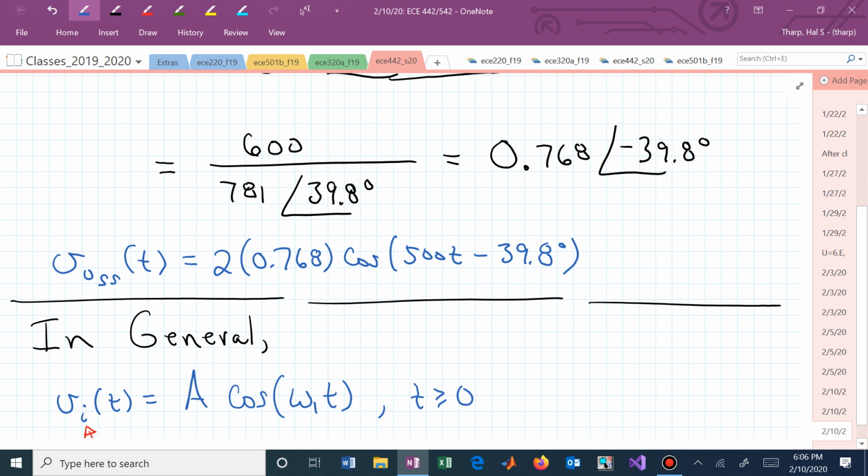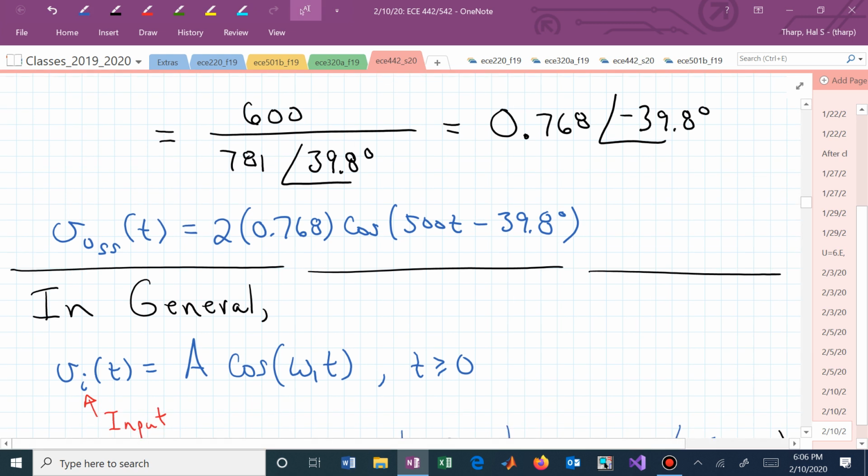That means that our peaks and valleys are offset by about 40 degrees. The output is lagging behind the input by 40 degrees. And what's our amplitude? The amplitude is 76% or 77% of where we started. We've collapsed a little bit. This is now roughly 1.536 instead of 2.